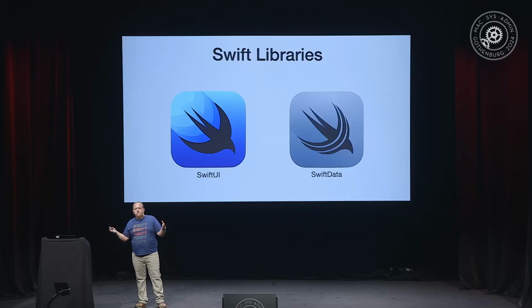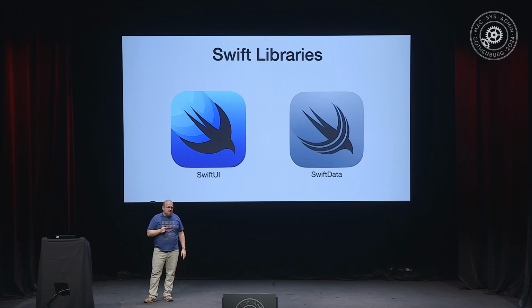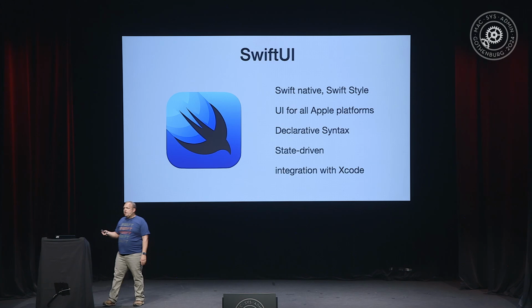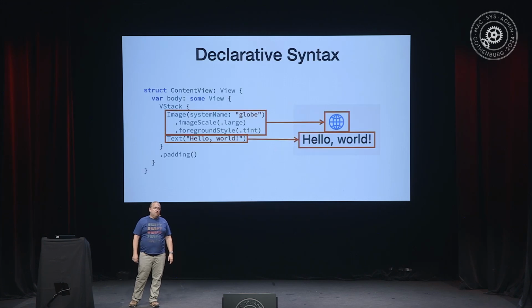Just by the nature of things, SwiftUI will only run on Apple platforms, but it will run on all Apple platforms, from the Watch to visionOS. SwiftData is another one that is restricted to Apple platforms. The interesting one for us is SwiftUI. It's a user interface framework that is Swift native, in Swift style. It uses declarative syntax, is state-driven, and is integrated with Xcode.